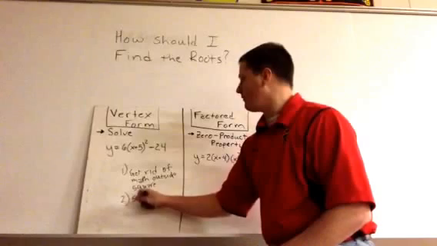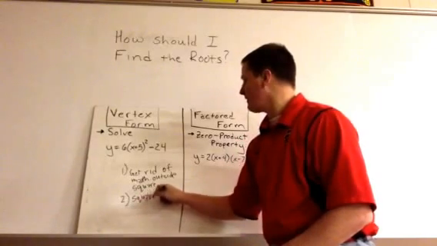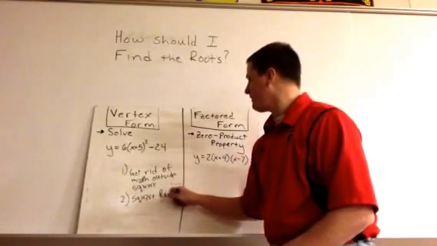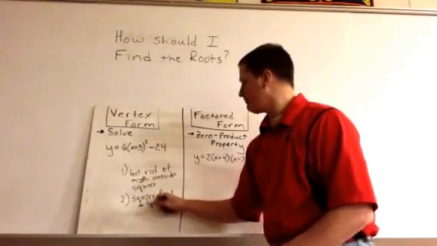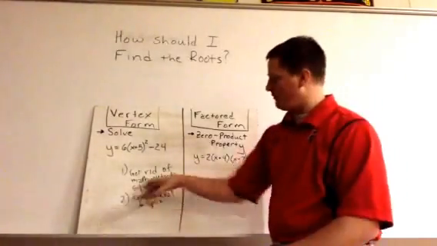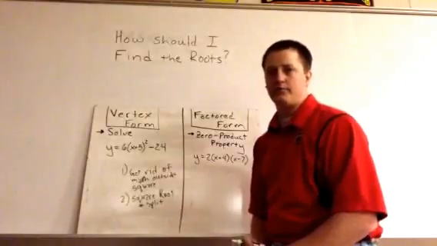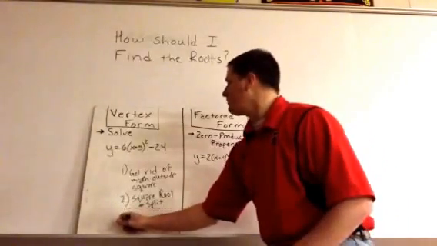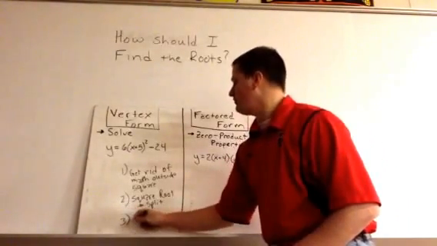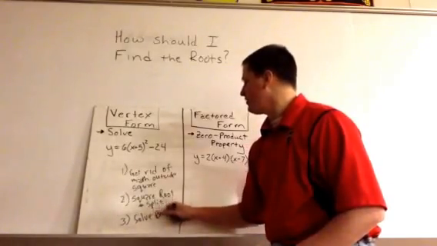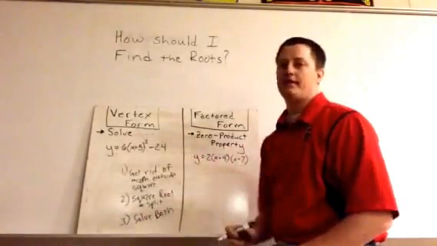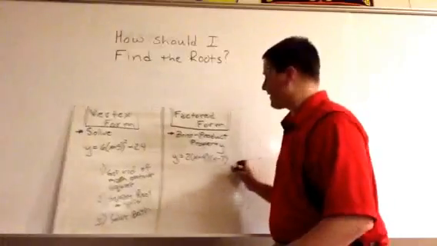Then we want a square root and split into two problems. So we want to square root our problems and then split it into two problems. And third step is to solve both problems. So if you get vertex form, that's probably our quickest method.